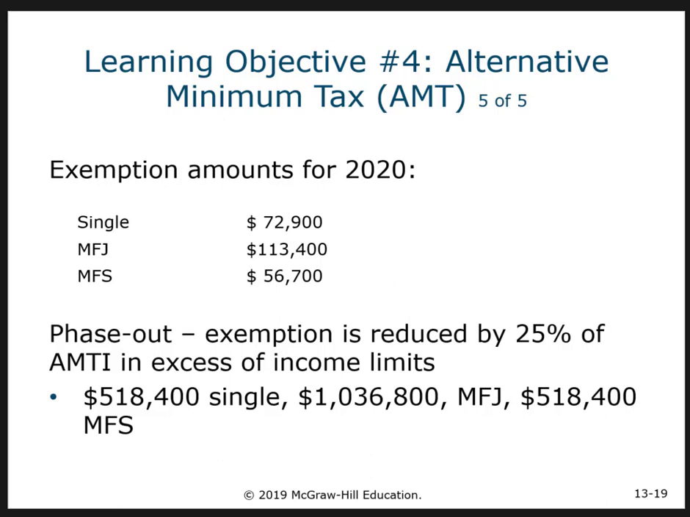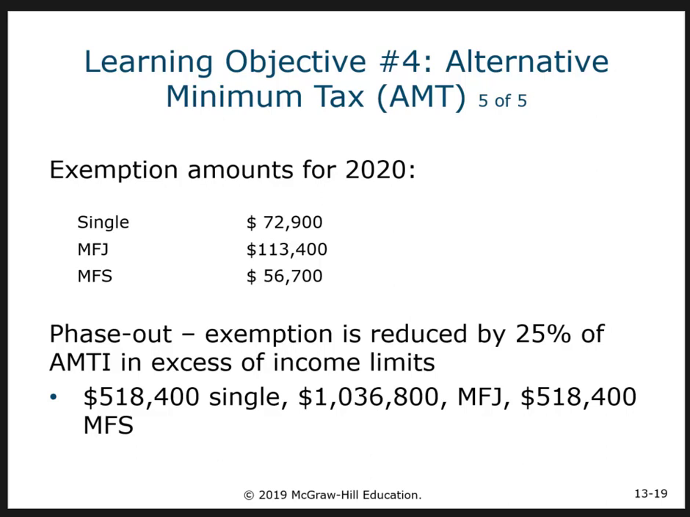These exemptions are also phased out, and they used to be phased out at much lower numbers. Now they're not phased out until the limits you see there at the bottom. That's a pretty high limit. So they don't disappear. They go down by 25% of the amount over it. So if your income is over $518,400 as a single filer, then whatever your income is over that, take 25% of that and then subtract it from your exemption amount, and that's your new exemption amount. And so at some point, the exemption amount disappears altogether.